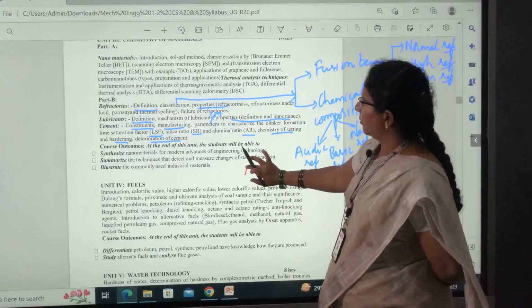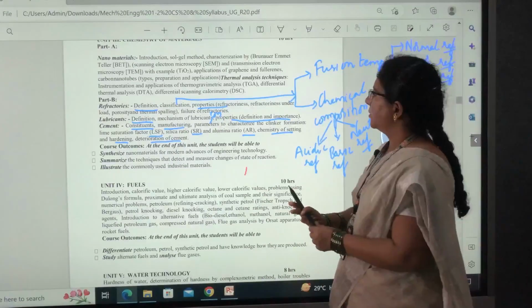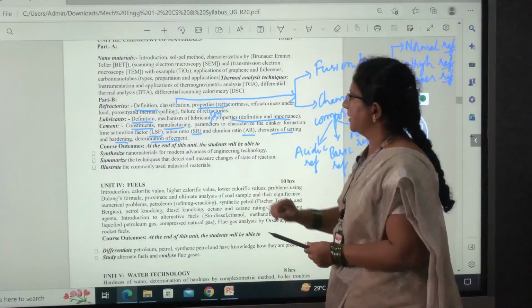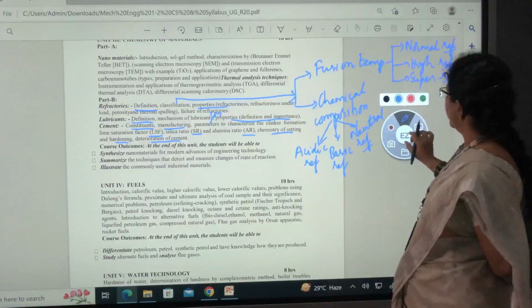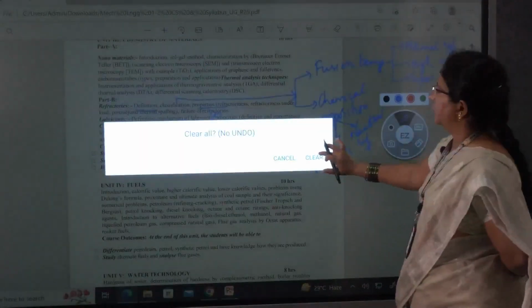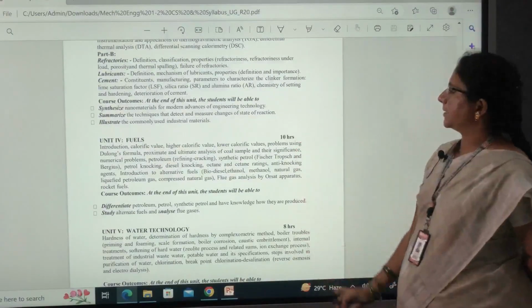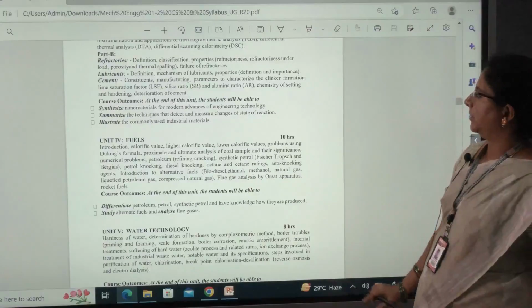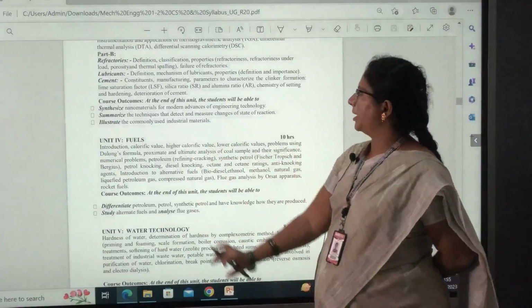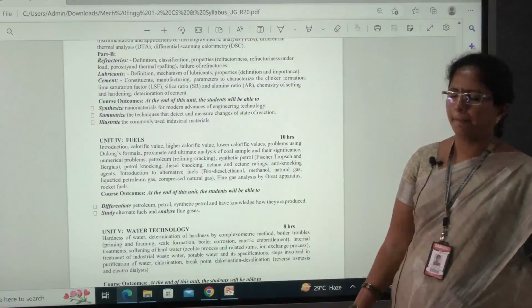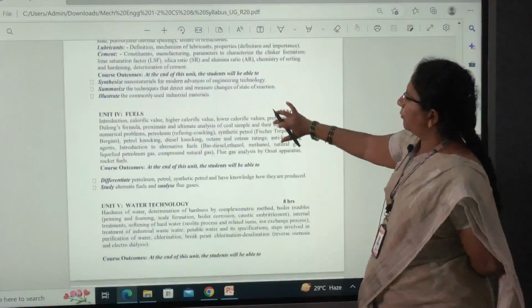So coming to the course outcome, at the end of this unit, students will be able to synthesize the nanomaterials for modern advanced engineering technology, and they will be able to summarize the techniques that detect and measure the state of reaction, and they will illustrate the commonly used industrial materials. And coming to the fourth unit.